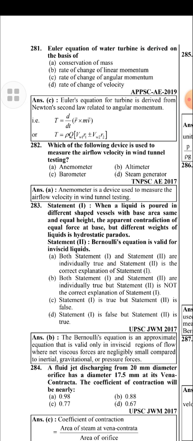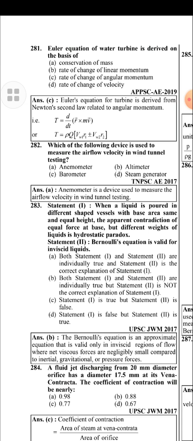Which of the following devices is used to measure the airflow velocity in wind tunnel testing? Anemometer. Anemometer is a device used to measure the airflow velocity in wind tunnel testing.